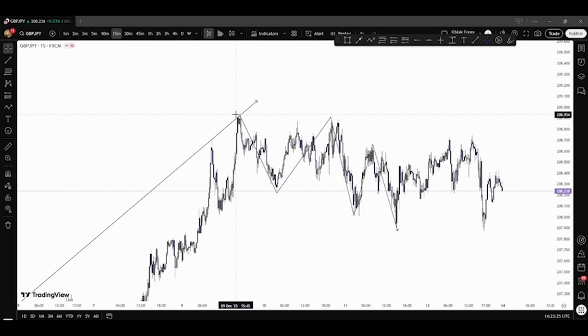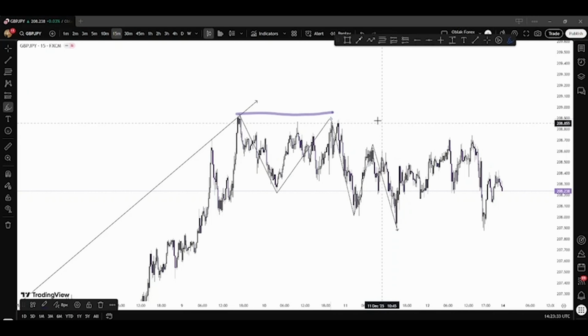You can see that this high was respected. Then we have a sell to the downside. Then this as well was respected. And then we had a sell to the downside, and you can see that this low was being taken out. This low as well was being taken out. So that's for the downtrend. You always want to see highs to be respected and lows to be taken out.